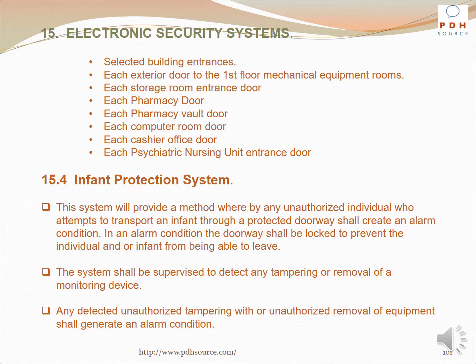With regard to the infant protection system, this system will provide a method whereby any unauthorized individual who attempts to transport an infant through a protected doorway shall create an alarm condition. In an alarm condition, the doorway shall be locked to prevent the individual and/or infant from being able to leave. The system shall be supervised to detect any tampering or removal of a monitoring device. Any detected unauthorized tampering with or unauthorized removal of equipment shall generate an alarm condition.